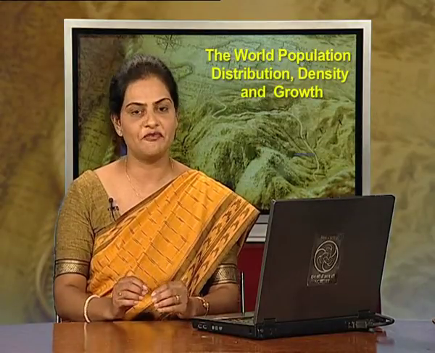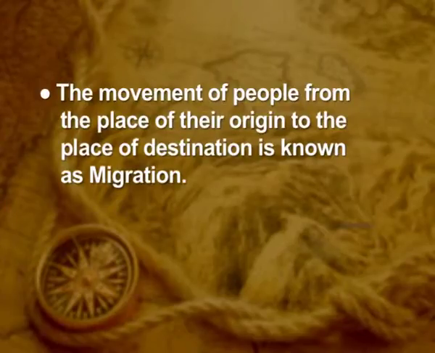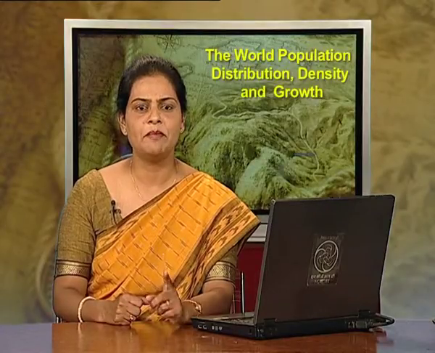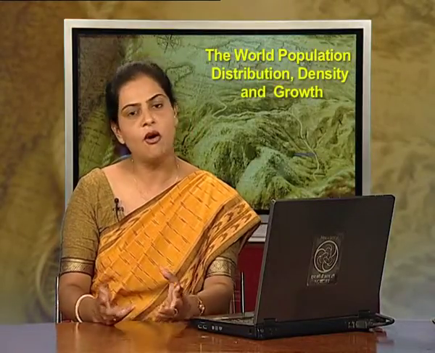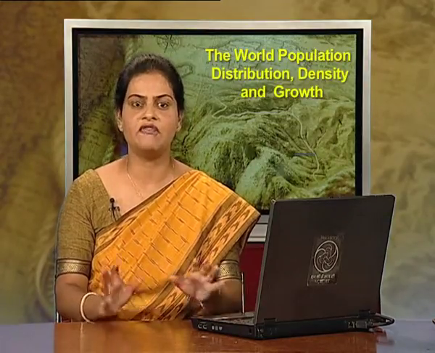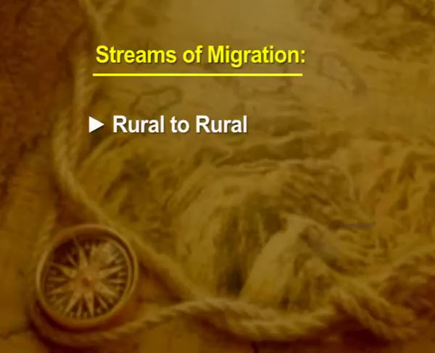The movement of people from the place of their origin to the place of destination is known as migration. And this component of population has the potential to decrease and increase the population of any place. However, people migrate permanently or temporarily. The streams of migration are varied. So let's see the streams of migration all over the world.